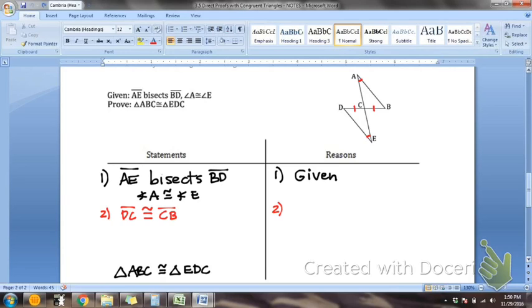Everyone, flip your page over and look at the very first proof. When things were bisected, what did we write as our reason? You guys are saying vertical, and we haven't even talked about that. Thank you. Definition of bisected segments. Do not put vertical angles when you're talking about segments. That makes no sense. Definition of bisected segments. Don't you dare put angles when we're talking about segments.